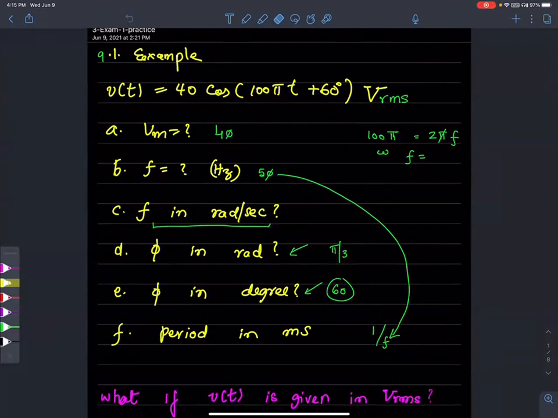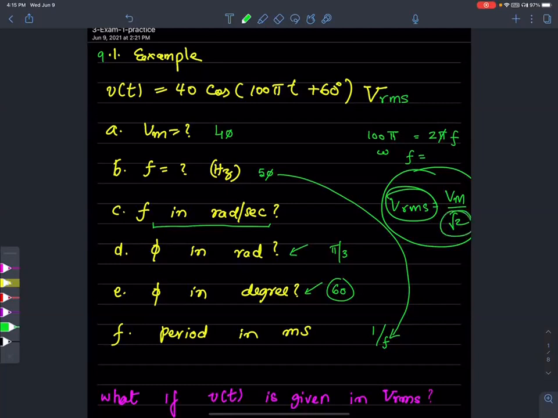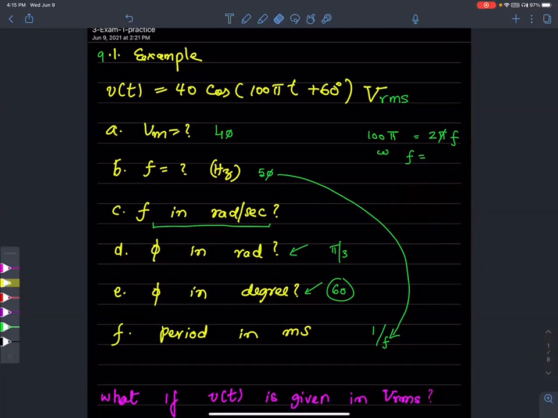The only thing that you want to remember is there's a factor of square root of 2. VRMS equals Vmax over square root of 2. So if everything is given in terms of VRMS, you just want to account for that extra square root of 2. You may have to divide or multiply. If everything is given in terms of VRMS, the actual answer you're looking for you can get by multiplying by square root of 2. So for this problem, the Vm would be 40 times square root of 2, and the rest would be the same, I guess.